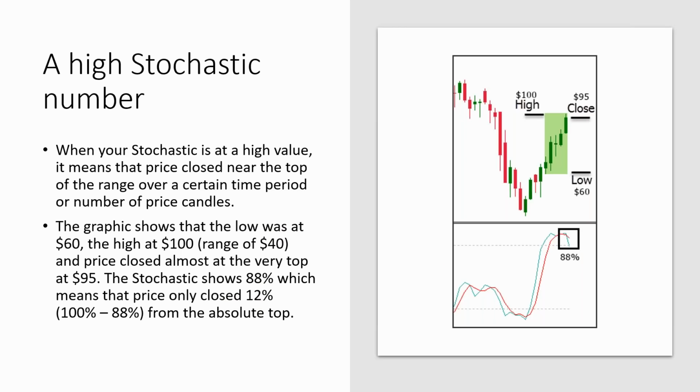So when your stochastic is at a high value, it means the price closed near the top of the trading range. So that's what I'm saying. When stochastic gets higher and higher above the 80 line, it's telling you that the market is trading at the top of its trading range. When it's trading below 20, it's trading near the bottom or the lowest of its trading range.